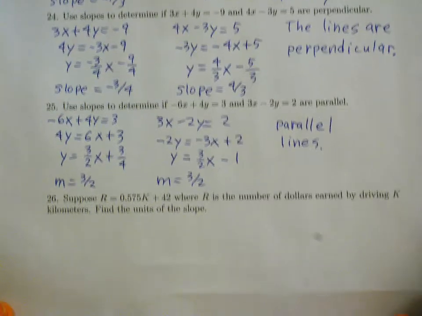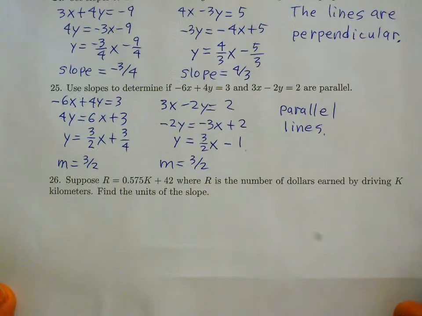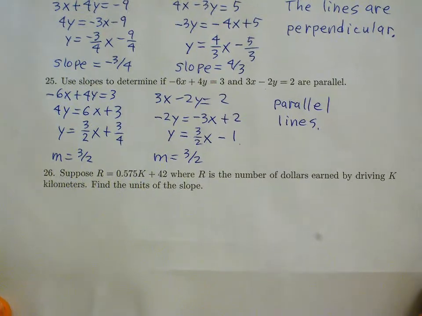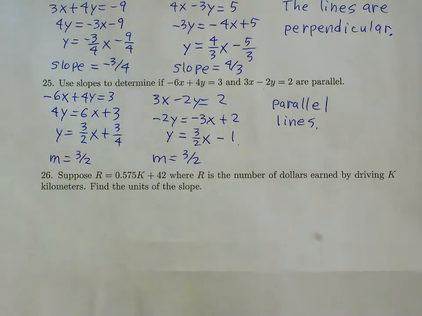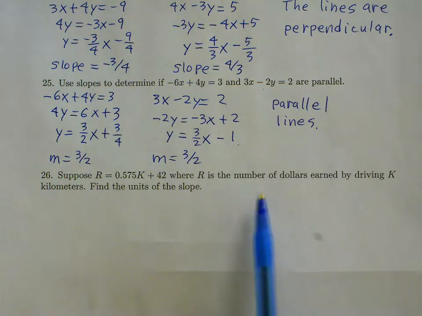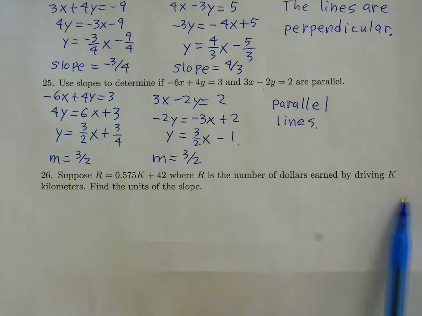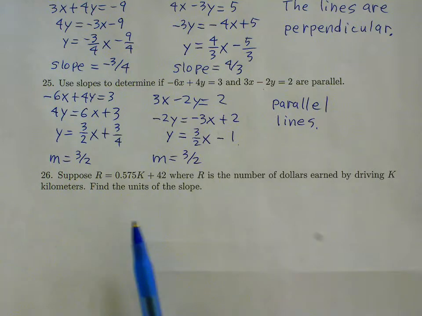Now problem number 26. Suppose capital R equals 0.575 times capital K plus 42, where capital R is the number of dollars earned by driving K kilometers. Find the units of the slope.